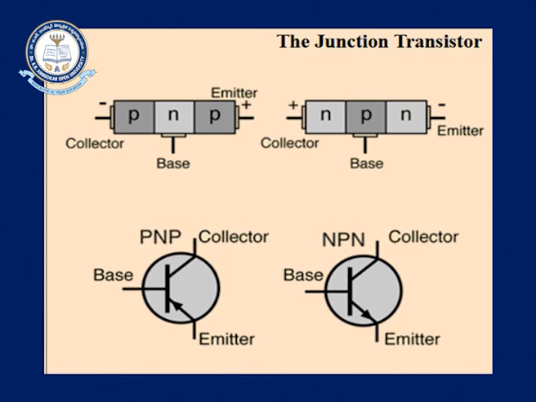One combination is NP, another combination is PN. Across NP is one PN junction diode. Again, the PN combination is also another PN junction diode. Here also two depletion regions are forming and a potential barrier is there. Again, whether it is conducting or not conducting is based on forward bias or reverse bias.